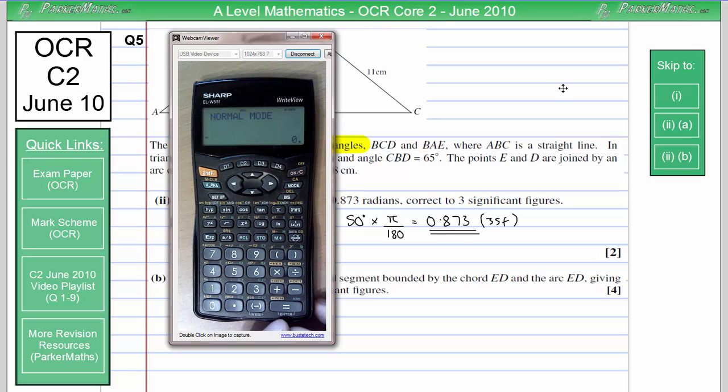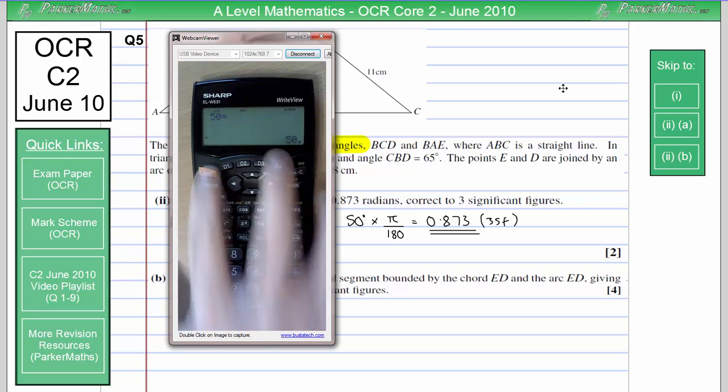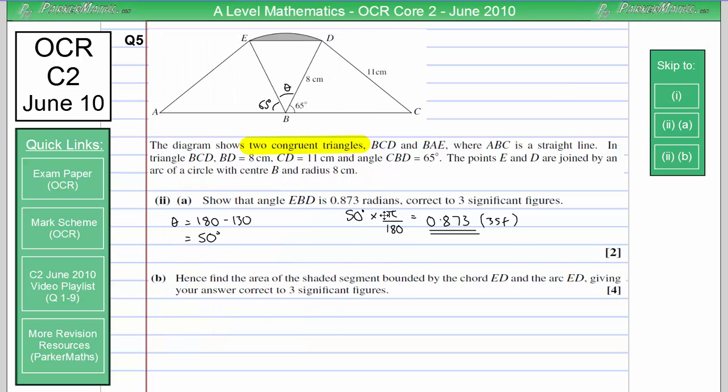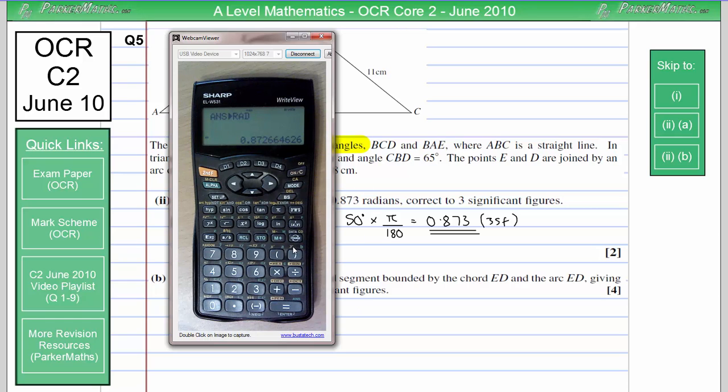It's also worth noting that most calculators have a way to convert between degrees and radians. For example, on this calculator, if I put 50 in and press equals, and then press the second function and the DRG key here, it will turn it into radians for me, and I get the same answer as before. So that's a good way to check your answer. You should still know this conversion, 50 times pi over 180, but to check your answer you can always use your calculator.